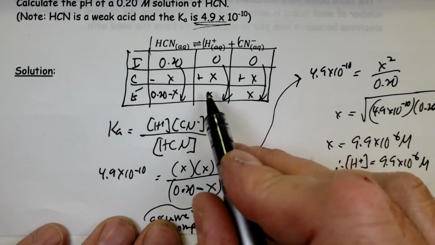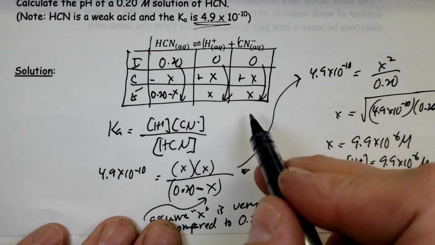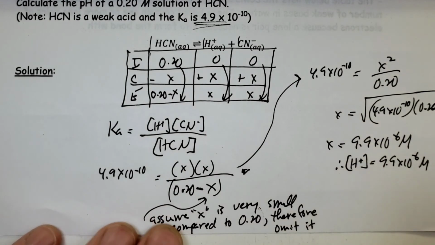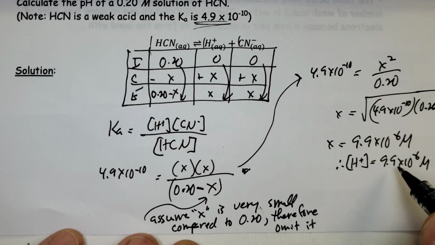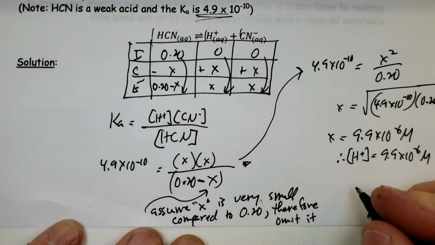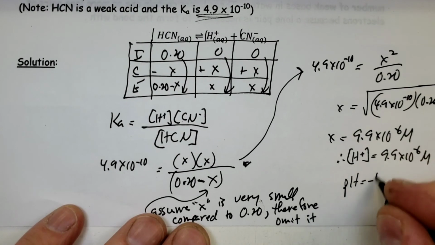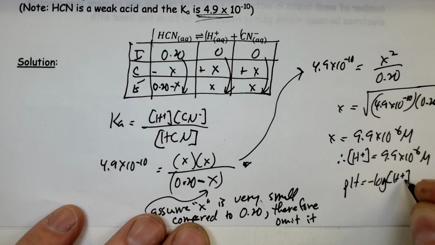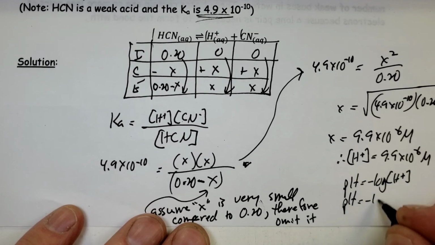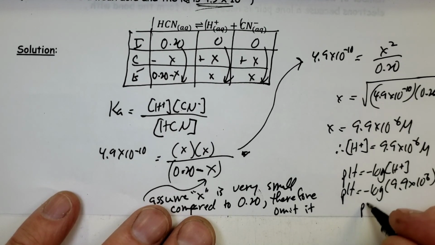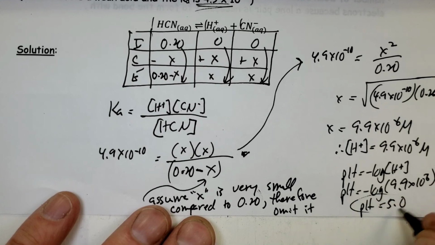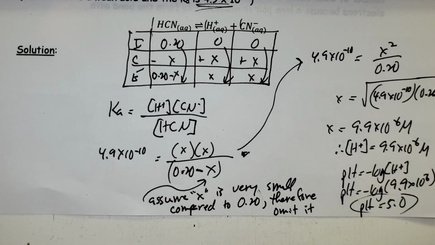Here, X represents H plus at equilibrium, and it represents CN minus at equilibrium. It also represents what I subtract from 0.2. Notice, yeah, this is small. 0.2 minus 0.000009, that's a really small number. So pH equals negative log of H plus. So pH equals negative log of 9.9 times 10 to the minus 6. And when you plug that in, you get pH equal to 5. So you can see it's slightly below 7, weak acid.